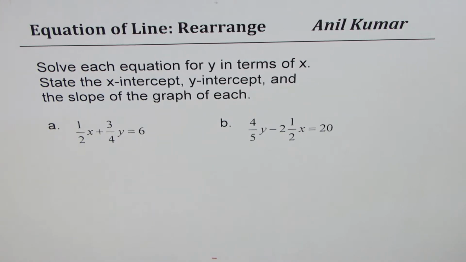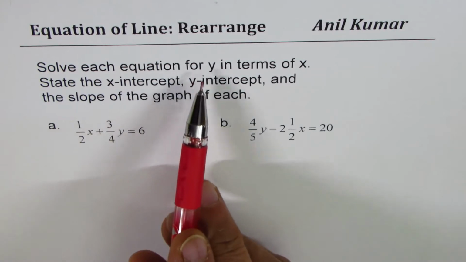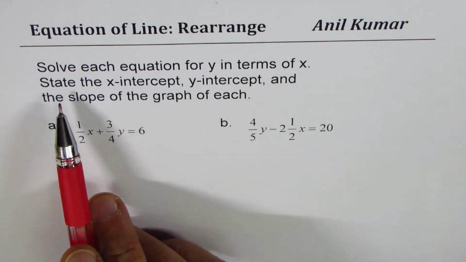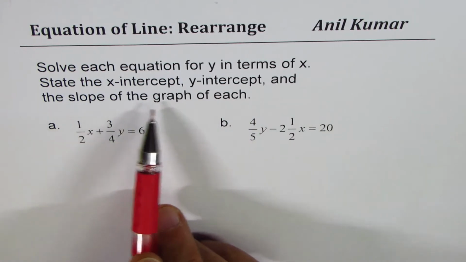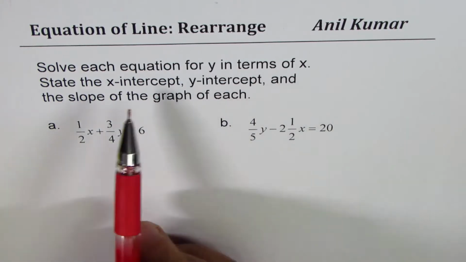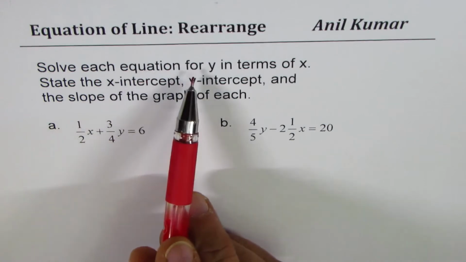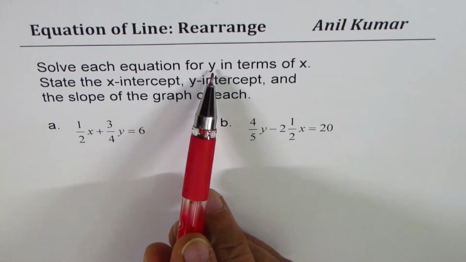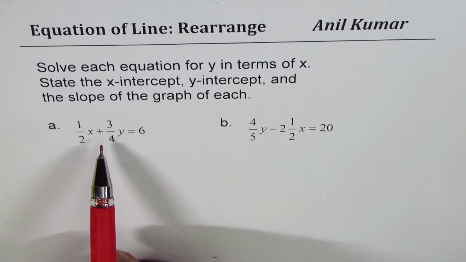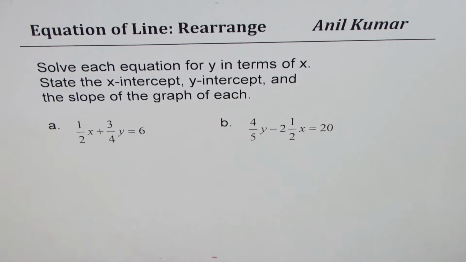The question here is, solve each equation for y in terms of x, state the x-intercept, y-intercept and the slope of the graph of each. When we say solve each equation in terms of y, we mean isolate y, right? So let's begin with these equations. They are given in fractions.